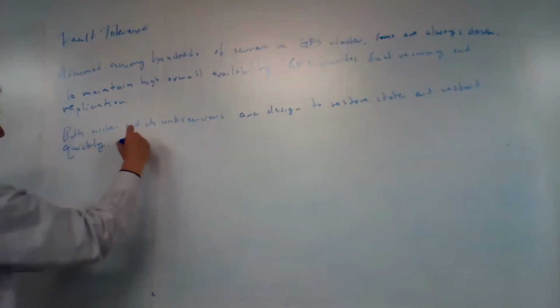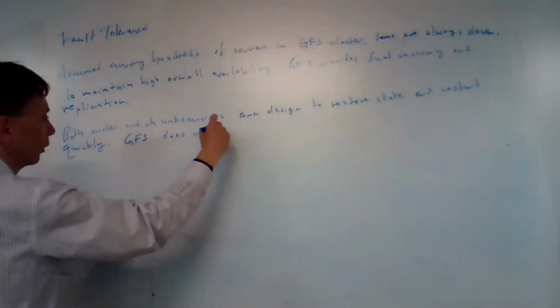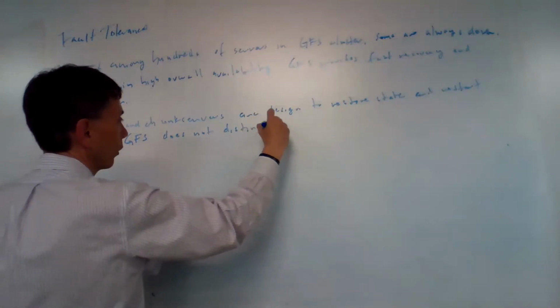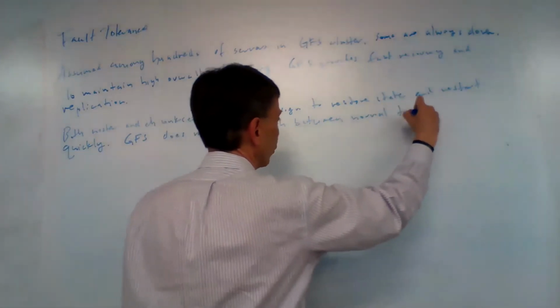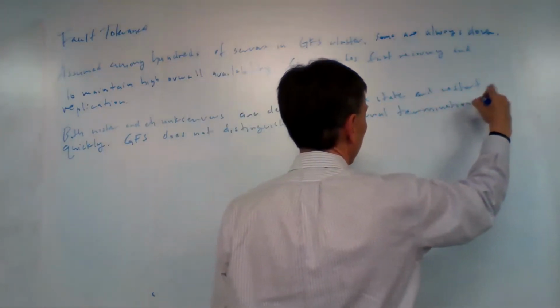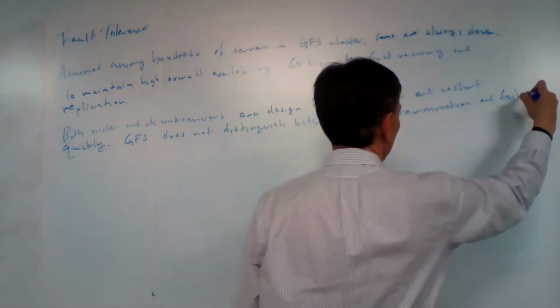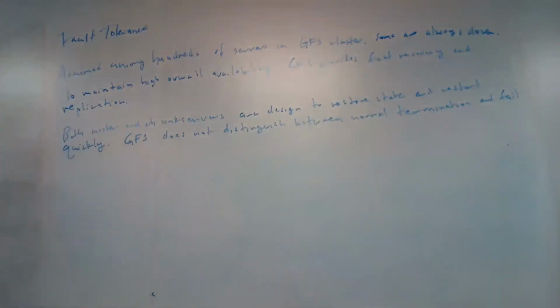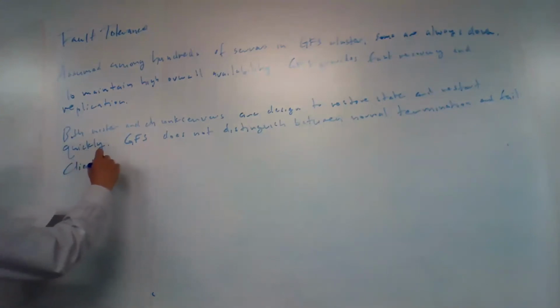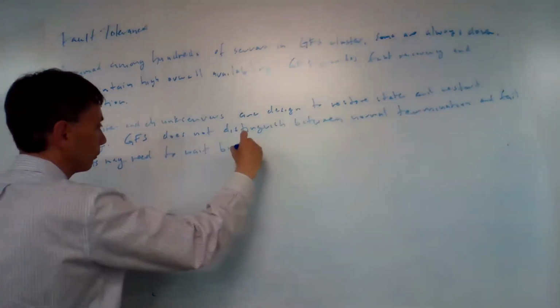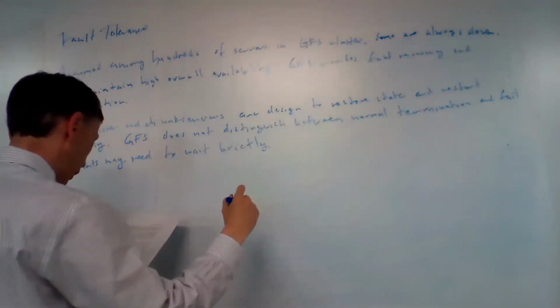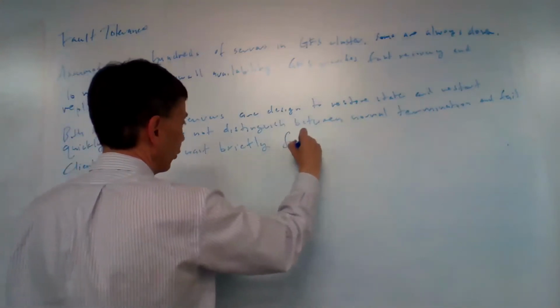So it turns out that GFS does not distinguish between normal termination and failure. So if you bring down the chunk server gracefully, or if it simply dies, GFS doesn't care. From its point of view, it's simply no longer available. Okay. Clients may need to wait briefly for a timeout on an outstanding request.